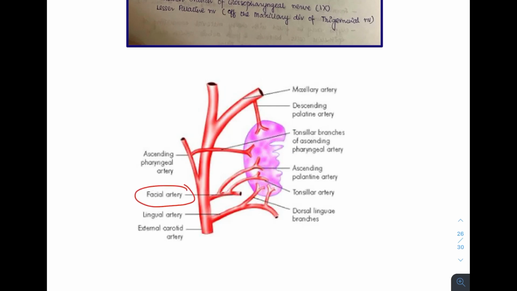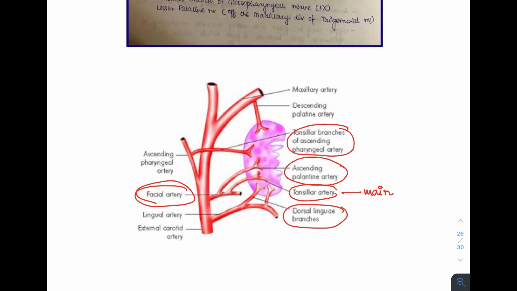The facial artery, which is mainly supplying the tonsillar branch, with this being the main arterial supply, the ascending palatine branch of the facial artery, the lingual artery, which is arising from the external carotid, giving the dorsal lingual branches, the tonsillar branches of ascending pharyngeal artery, which is the branch of the ECA, and the descending palatine branches of the maxillary artery. The veins from the tonsil, which are known as the paratonsillar veins, join the common facial vein and the pharyngeal venous plexus.